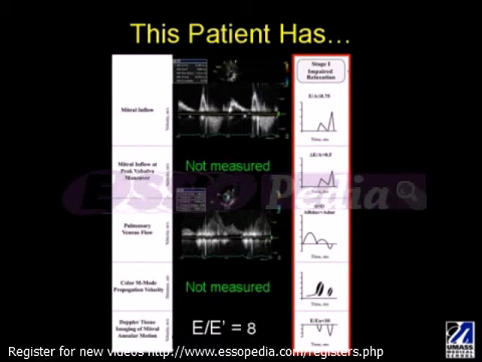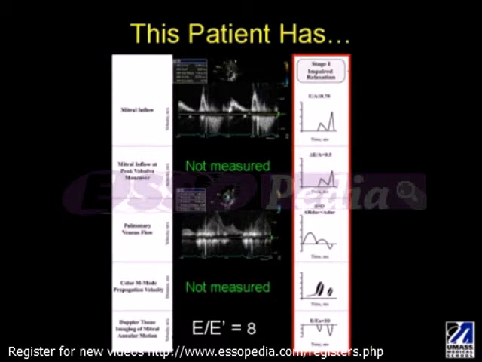In our laboratory, typically we do not perform the Valsalva maneuver in patients that have a delayed relaxation filling pattern, as we really don't see a lot of change in the E wave velocity. Therefore, it is not routinely measured.